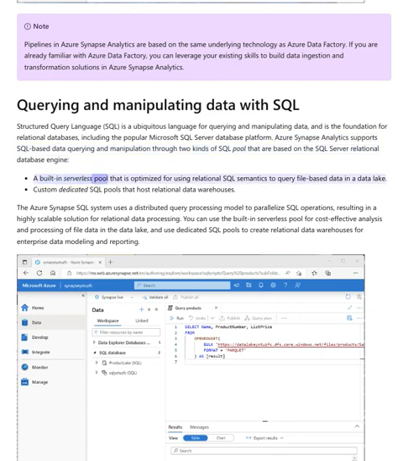A built-in serverless pool that is optimized for using relational SQL semantics to query file-based data in a data lake. Custom dedicated SQL pools that host relational data warehouses. The Azure Synapse SQL system uses a distributed query processing model to parallelize SQL operations, resulting in a highly scalable solution for relational data processing. You can use the built-in serverless pool for cost-effective analysis and processing of file data in the data lake, and use dedicated SQL pools to create relational data warehouses for enterprise data modeling and reporting.